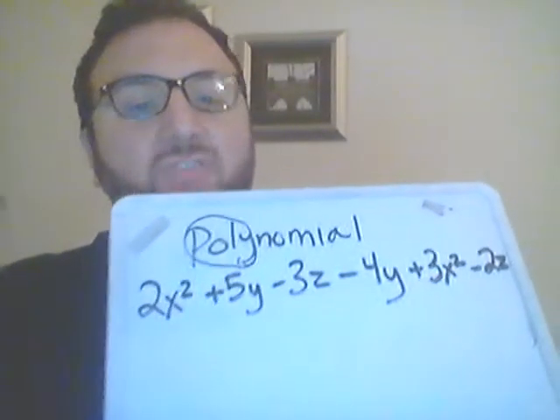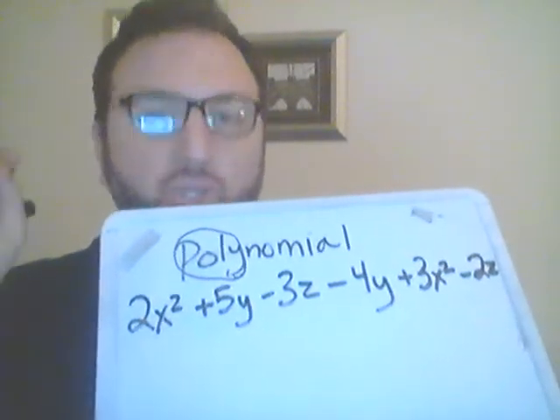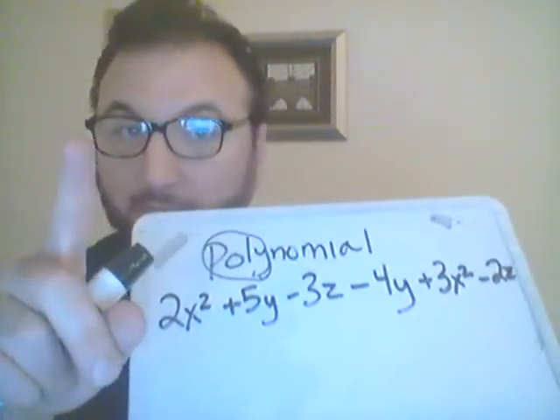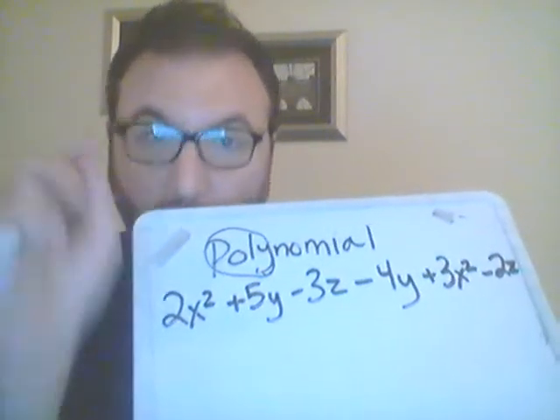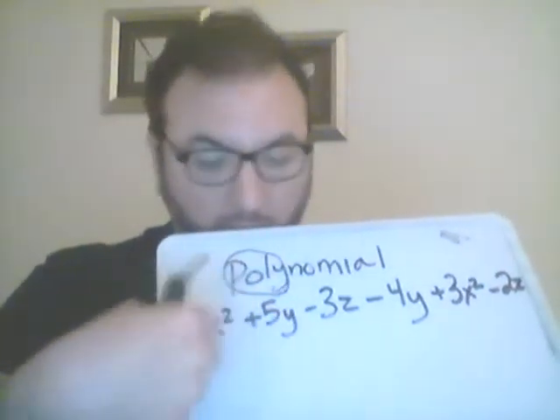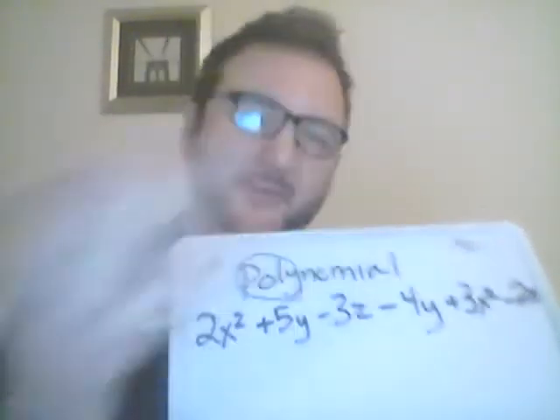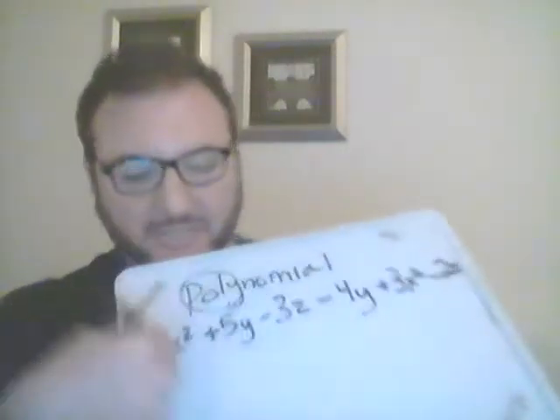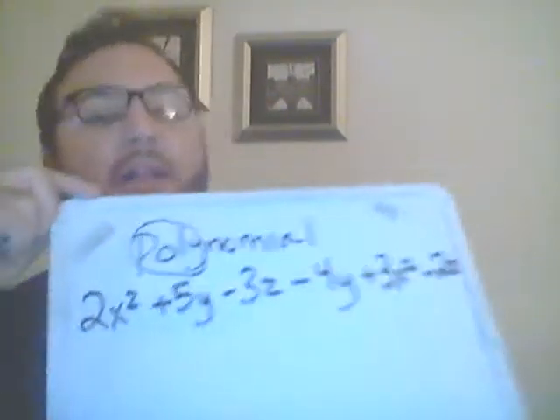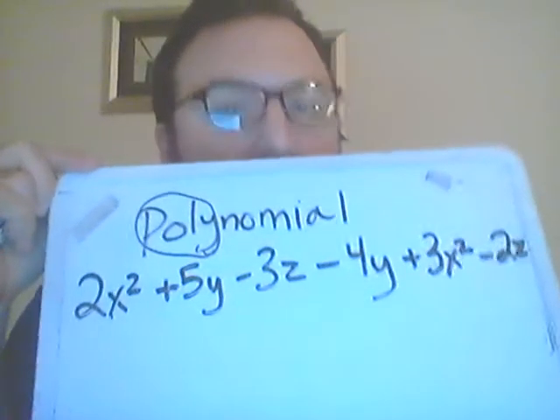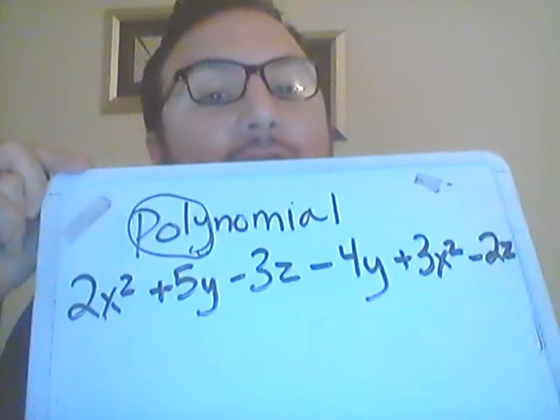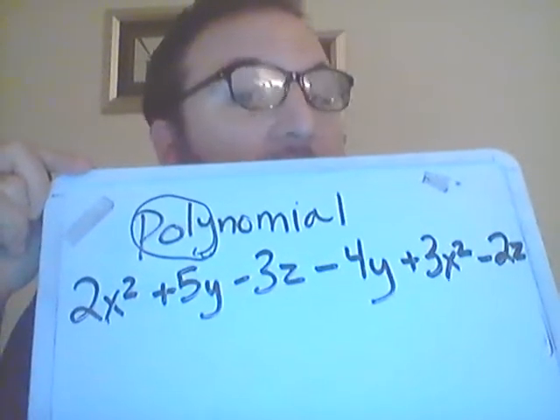Okay, so I'm going to first look for like terms. Remember the word term, right? The term is the whole part. It's basically each piece. How can I tell when something is a like term? When the variables are the same. What are the variables?